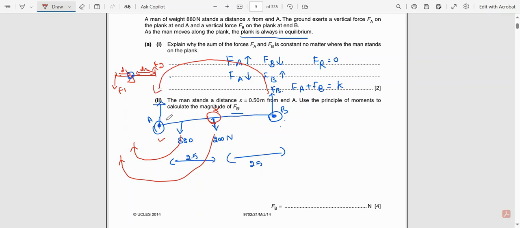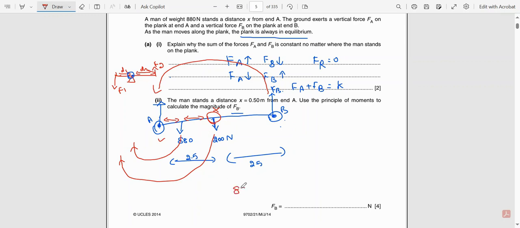So the clockwise moments and anti-clockwise moments both will be cancelled, according to the principle of moments, right? So I'm going to apply that. There are two clockwise moments and one anti-clockwise moment. So the clockwise moment I have taken is F into D.